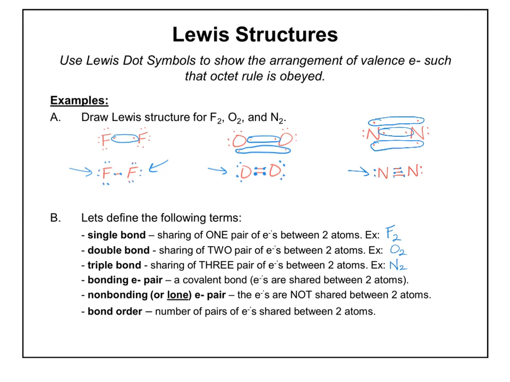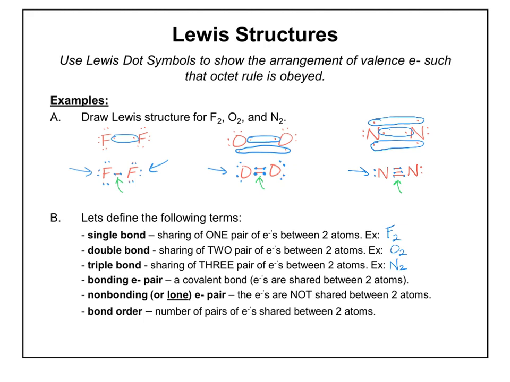Some other terms. Bonding electron pair, that would be the covalent bond. These are the electrons that are shared between the two atoms. So examples, this would be my bonding electron pair. Here are bonding electron pairs. Here's 3 bonding electron pairs.